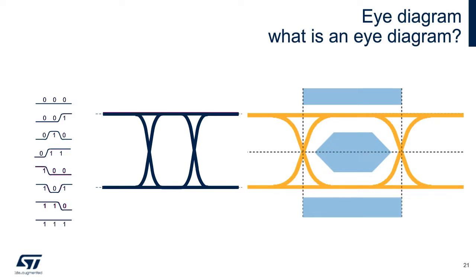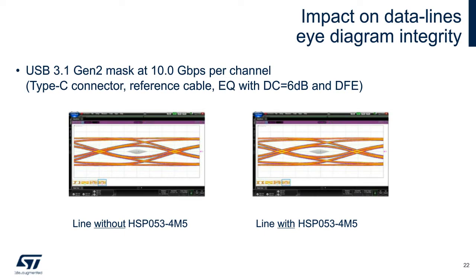On datasheet of ESD protection for high-speed buses, eye diagrams are reported for various standards. In this example, USB 3.1 Gen 2 at 10 gigabit per second per channel is reported. The measurement is performed on a line without ESD protection on left and with ESD protection on right. We can visualize there is no impact of the HSP 053-4M4 on the USB 3.1 at 10 gigabit per channel signal. The signal integrity is respected.